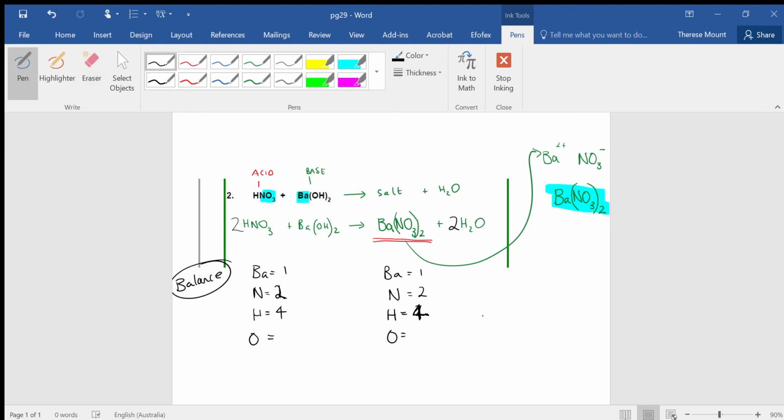All right, so let's have a look. Oxygen, 6 plus the 2 is 8, and then oxygen on this side 6, plus the 2 is 8. So that looks pretty good to me, all balanced, and I just had to put the 2 there and the 2 there. So that is complete.